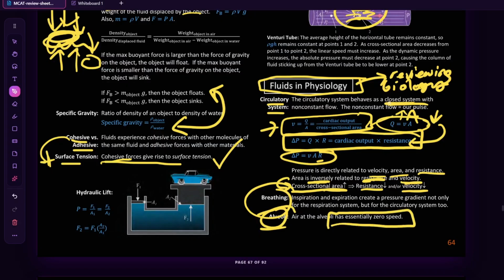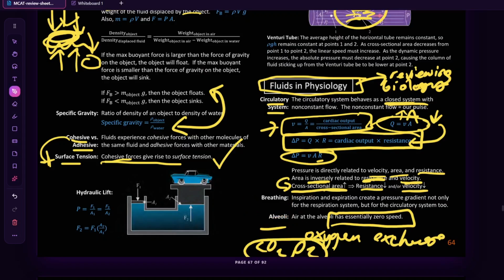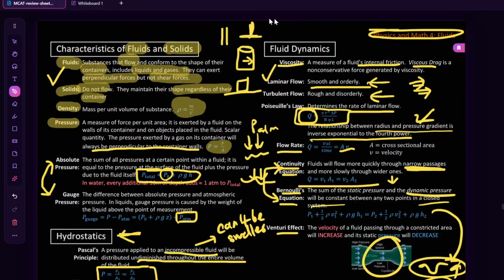By the time the air reaches your alveoli, the tiny air sacs deep in your lungs, that's where gas exchange happens, for CO2 and O2. If you don't know that part, then reviewing biology would help on the circulatory system and breathing. But anyway, that's where gas exchange is occurring at your alveoli, and so its speed has essentially dropped to zero. All that momentum from breathing in gets absorbed by the time it reaches its final destination, because you want a calm, still environment for gas exchange to happen efficiently. So that is our entire block on fluids.